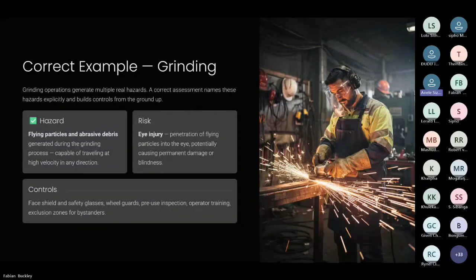Grinding sparks, thank you. So the grinding sparks themselves are flying particles and abrasive debris. So from that flying sparks, what can it create? What can it cause? Fire. Can cause fire. Thank you.